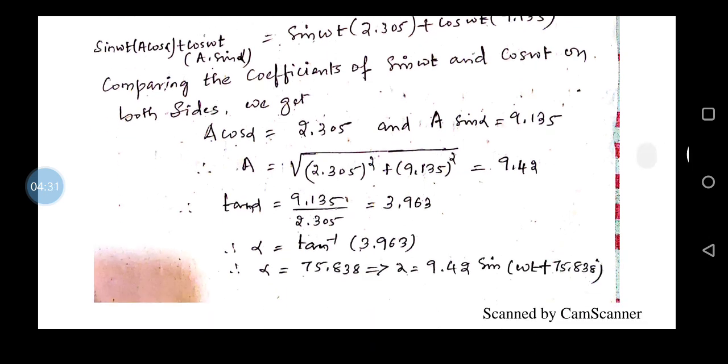So therefore A is equal to the square root of 2.305 whole square plus 9.135 whole square, which is going to give us the result of A as 9.42.